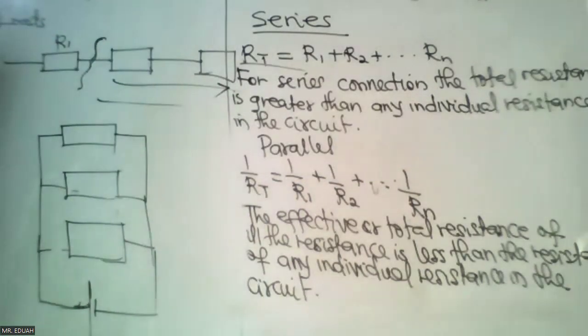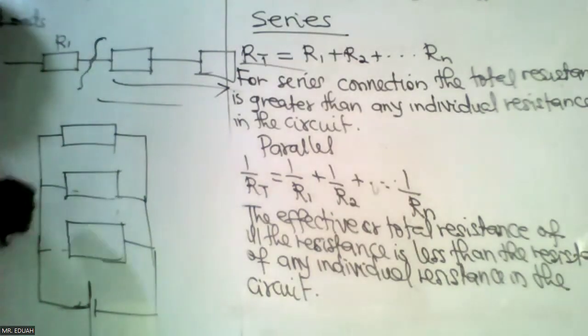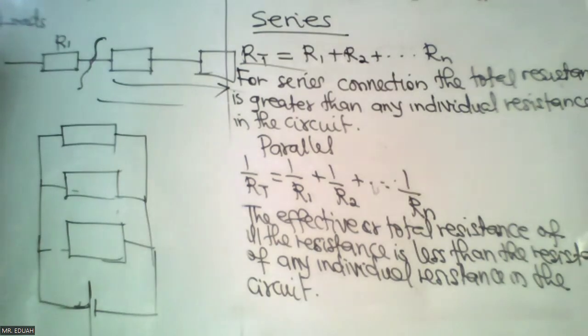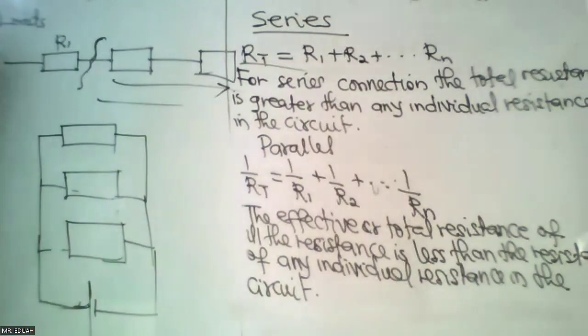Then the other advantage is that when there is a fault with any of the resistors, the other resistors can be able to work. Okay, so these are advantages. In our homes, sockets are connected in parallel, so that when there is a fault with one, others can work. The sockets in our halls are connected in a ring system. Ring system is a parallel connection.